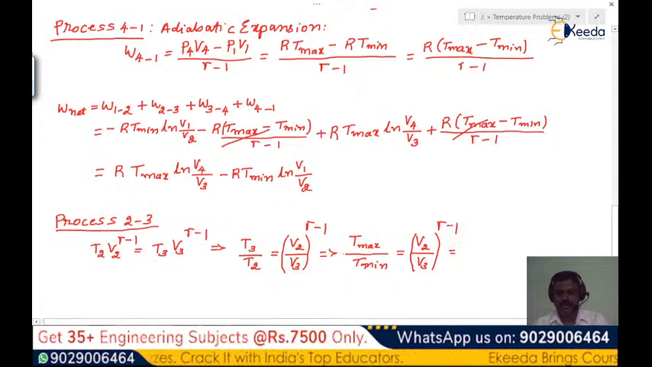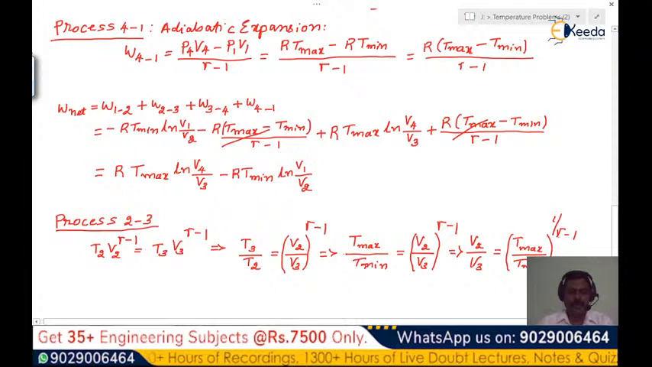So this gives V2 by V3 equal to T max divided by T minimum whole to the power 1 by gamma minus 1. This is for adiabatic compression.